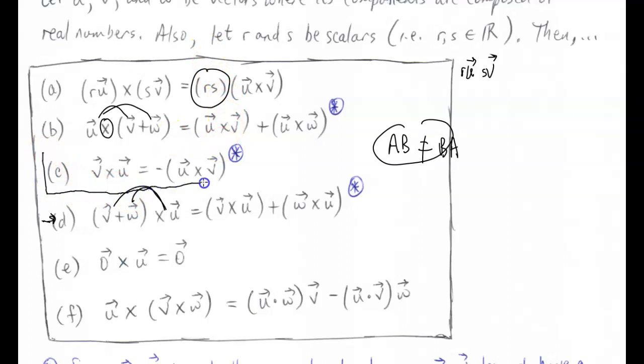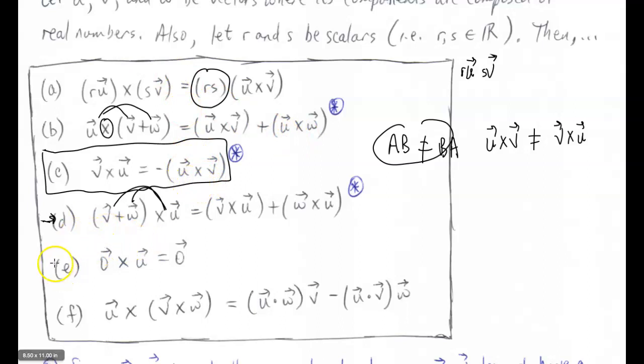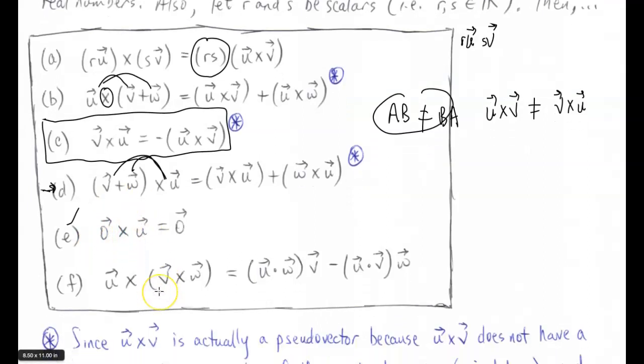Now, property c here is the one that's very important to us, because that lets us know that u cross v is not necessarily equal to v cross u. Okay. And of course, it differs only in the direction in which that pseudo vector that's perpendicular to the plane that u and v are in goes. And so, of course, we have to make note of that. Now, these last two properties are relatively simple. Property e just says that the zero vector crossed with anything is going to be the zero vector.